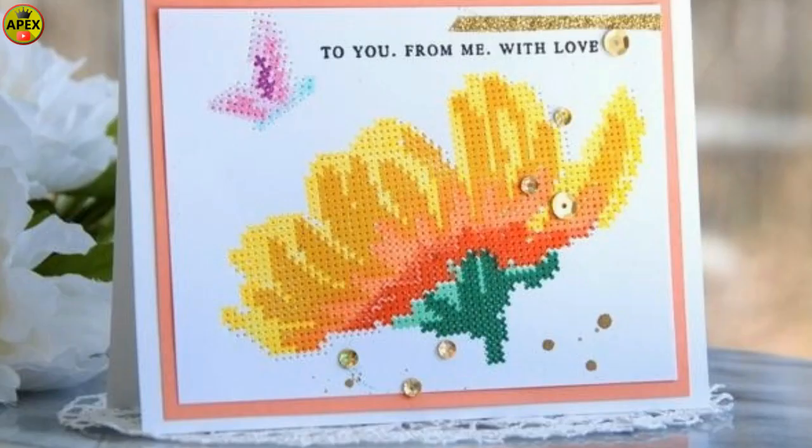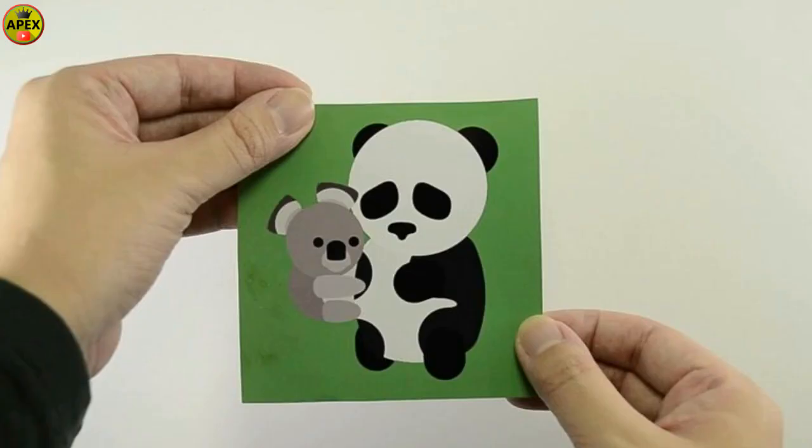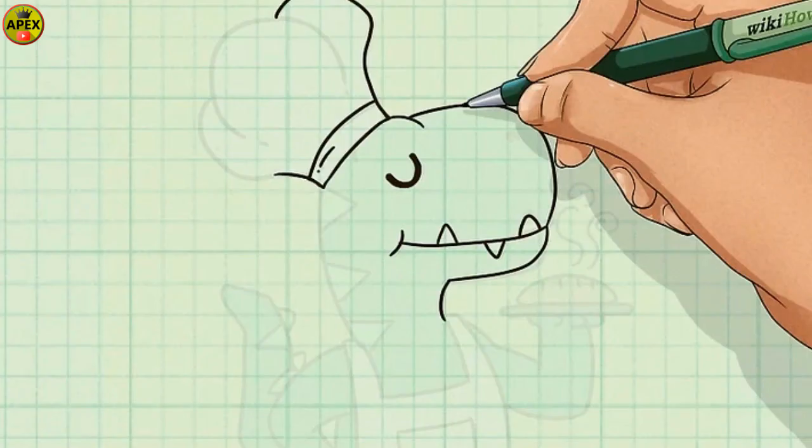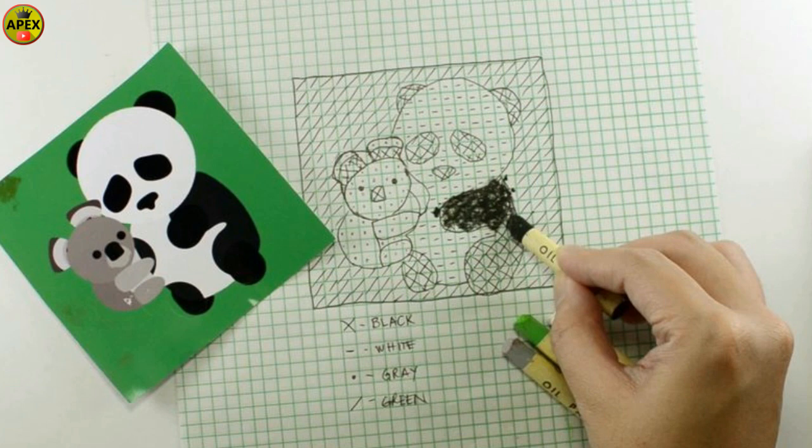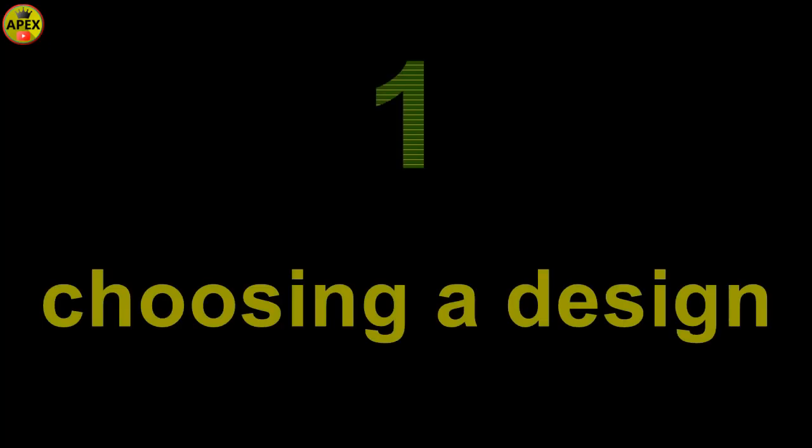Start by choosing your design, which can be a photograph or a drawing. Then, trace the design onto a piece of grid paper. Complete your pattern by filling in the grid to indicate the stitch placement, thread color, and stitch type.